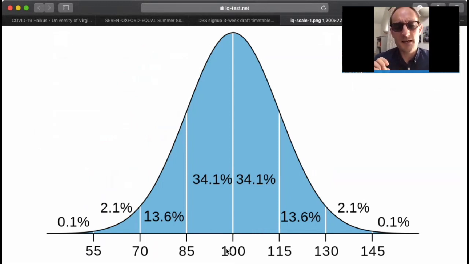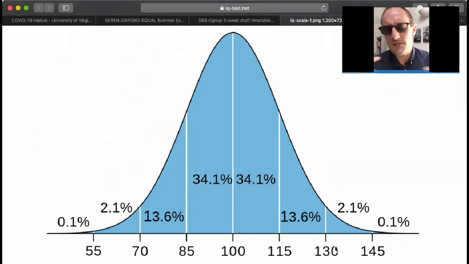Okay, then two standard deviations will include up to 95%. So that's a range from 70 to 130. And then anything above 130 is getting into the 3 standard deviations removed. 4 standard deviations removed, you're getting into sort of 1 in 1,000 territory.